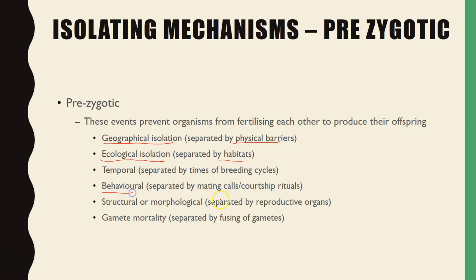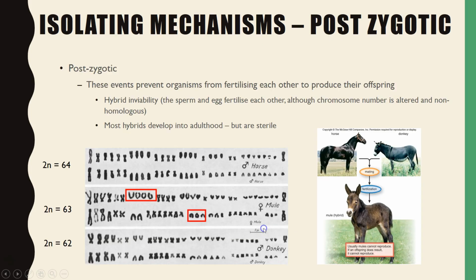Maybe behavioral isolation, where mating calls or the rituals they use to bring in the mate are so different that they cannot attract that mate, therefore they cannot breed to make viable, fertile offspring. Maybe structural or morphological differences. Differences in structure may mean that their reproductive organs can't be used to fertilize the zygote. It may be gamete mortality, so separated by fusing of gametes. So the gametes may not form a whole zygote.